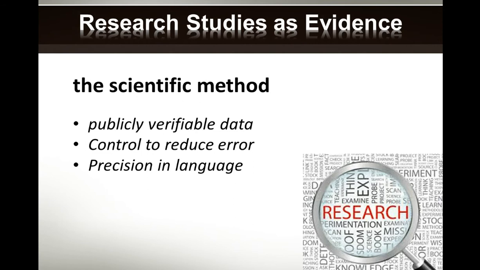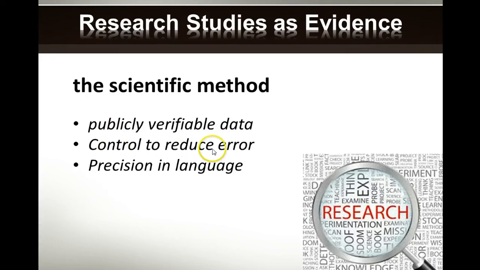So, research studies as evidence. Everybody always wants to say, well, research says. And we would think that research studies would be really great evidence, mainly because they use the scientific method. It's usually publicly verifiable data, meaning that people have looked over this, normally peers in the area of study. People who are professionals in the area of study have looked it over and said, yeah, that's verifiable data.